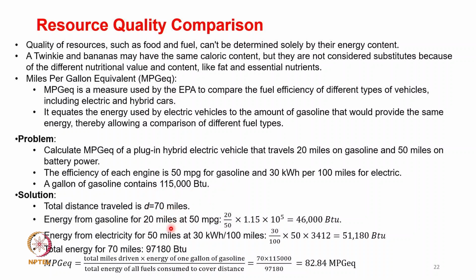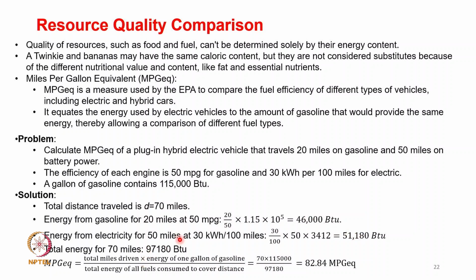The total distance traveled is 70 miles. Energy obtained from the gasoline for 20 miles at 50 mpg would be 20 by 50, multiplied by 115,000, which is about 46,000 BTU. And the energy from electricity for 50 miles at 30 kilowatt hour per 100 miles would be 30 by 100 times 50, and the conversion factor from kilowatt hour to BTU is 3412. And the total energy is of course the summation of both.